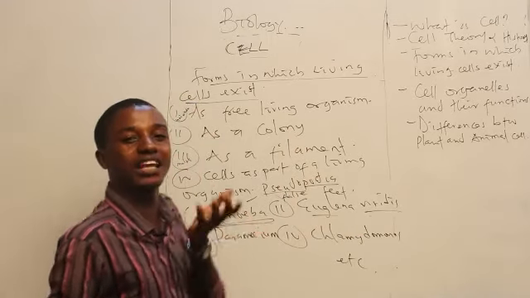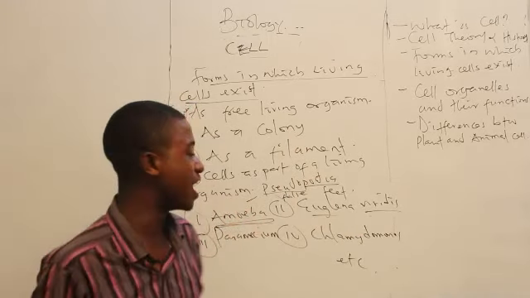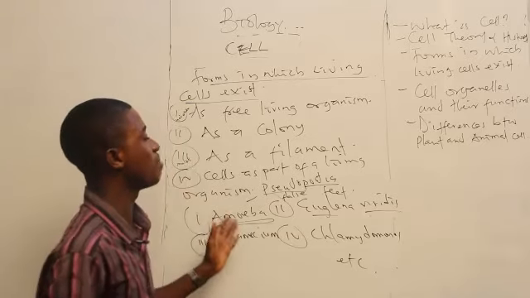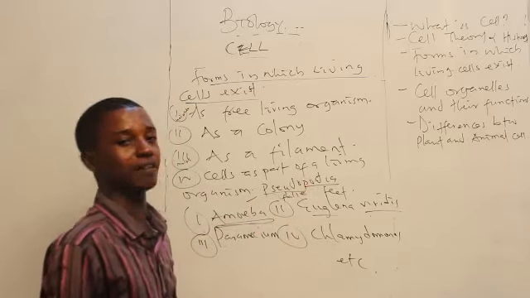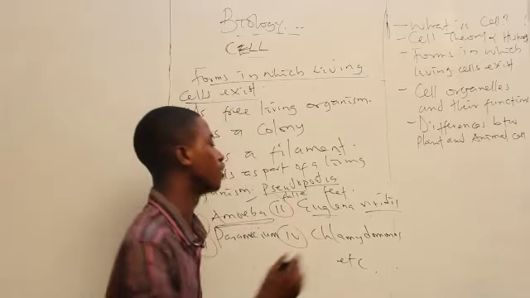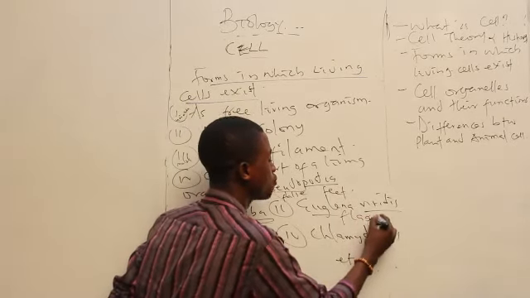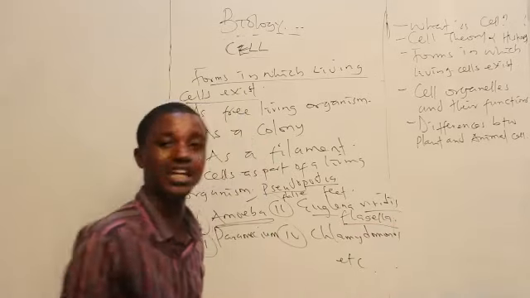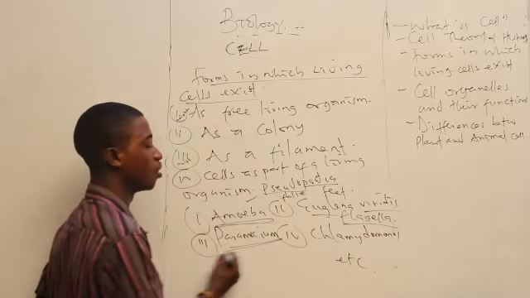Amoeba also has a contractile vacuole, which it uses for what? For excretion. Are you with me? So amoeba moves with the aid of what? The pseudopodia. Now we have the Euglena viridis. Euglena viridis moves with the aid of the flagella. It moves with the aid of what? The flagella. Euglena viridis.